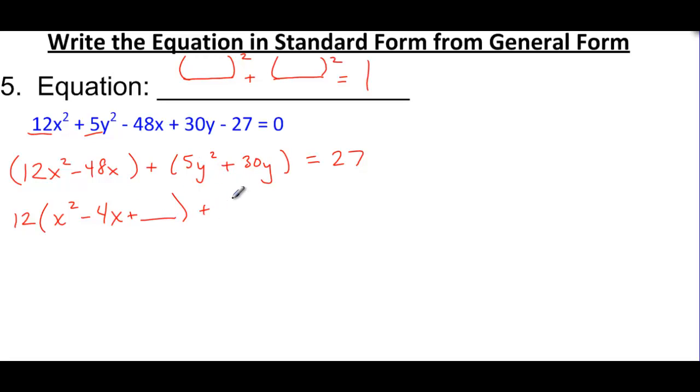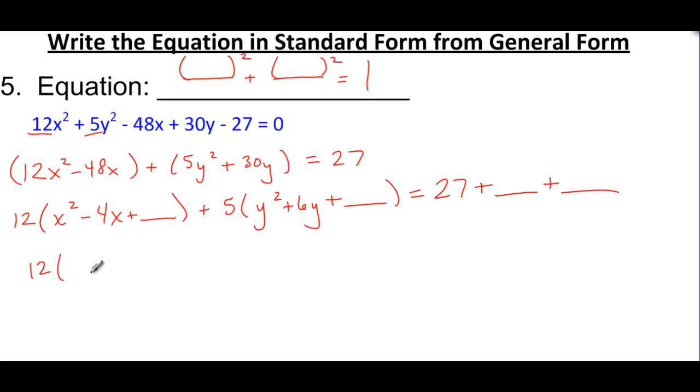In my second part, I want to factor out a 5 to leave me with y squared plus 6y. Now it's ready for completing the square, plus blank equals. I have 27 plus blank plus blank. So I have to keep the 12. Most students forget that, so you have to make sure we don't lose that.